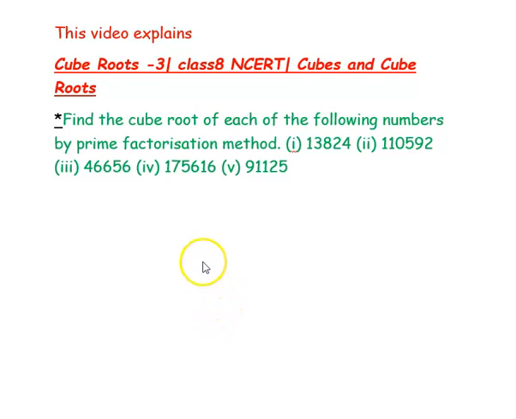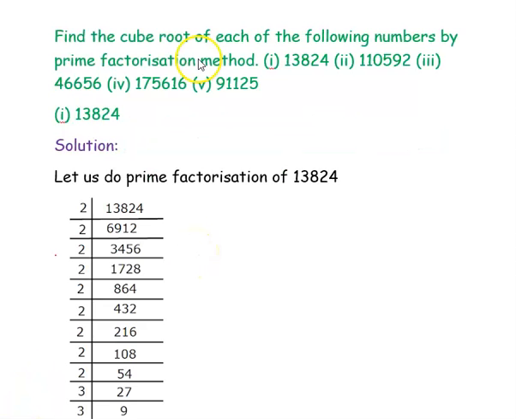In this video, we are going to see a few examples on how to find the cube root of the given number by factorization method. Find the cube root of each of the following numbers by prime factorization method. So, the given numbers are 13,824, 110,592, 46,656, 175,616, 91,125. Now let us see all the numbers one by one.